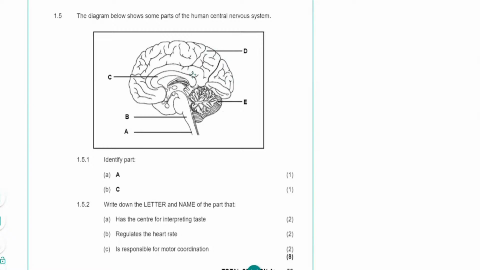How is this brain protected? Protected in 3 ways. Number 1, by meninges. Number 2, by cerebrospinal fluid. Number 3, by the cranium. Right, cranium. Don't use skull. We prefer cranium, then we'll be able to get your marks.